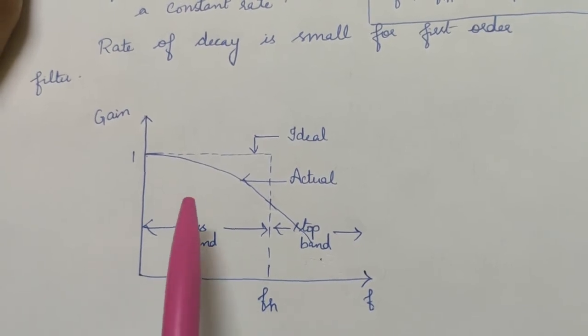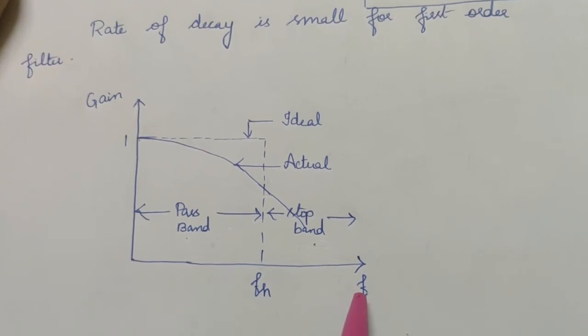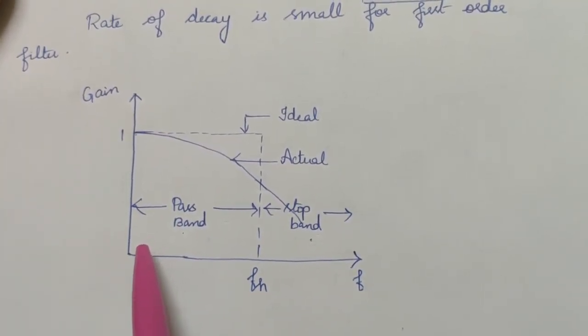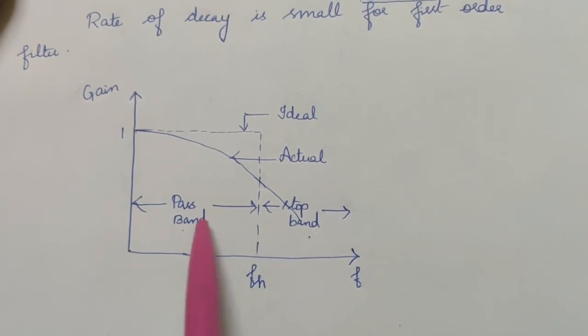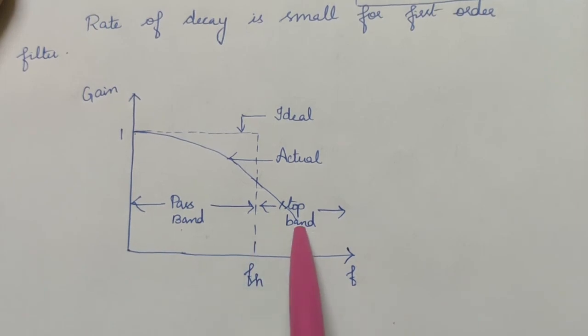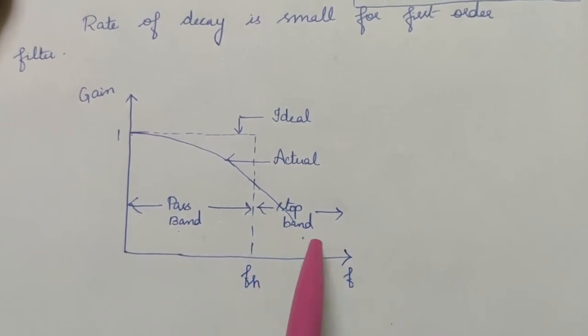This is the frequency response curve of the low pass filter. This is plotted as frequency versus gain, where it allows only the low frequencies to pass through, and that is considered as the passband. In the stopband, it does not allow any frequency to pass through. The higher frequencies are attenuated here.